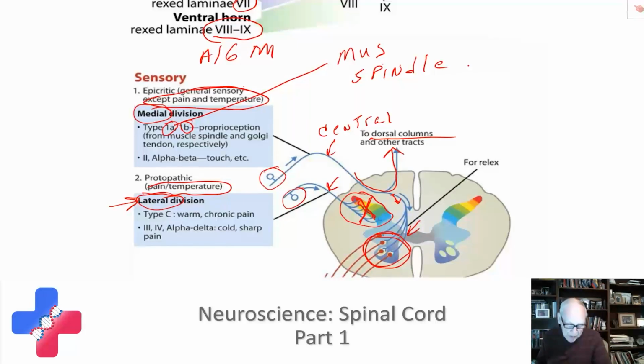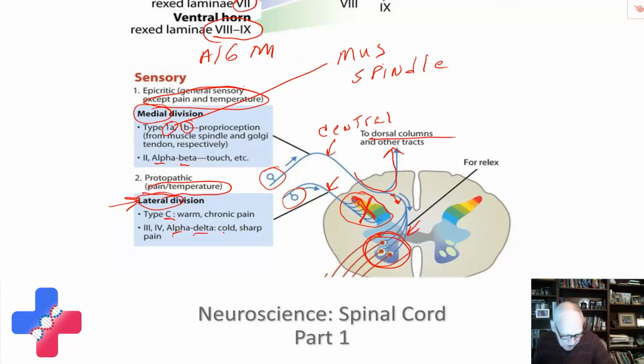So the sensory output of muscle spindles makes up the 1A. 1B is from other receptors. But notice all of the ones that are alphabetically named, like alpha, beta, C, alpha, delta. Notice those are from skin. So if they're alphabetically named, they're from receptors in skin. If they're numerically named, they're from muscle, is how that was set up.